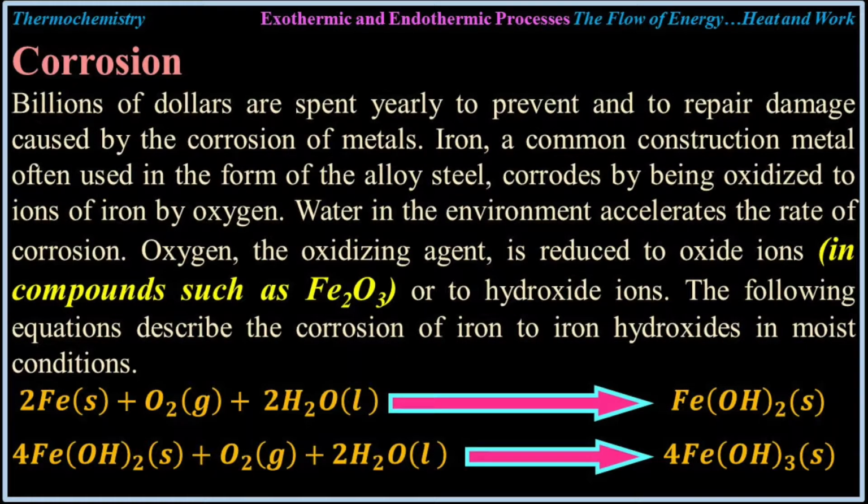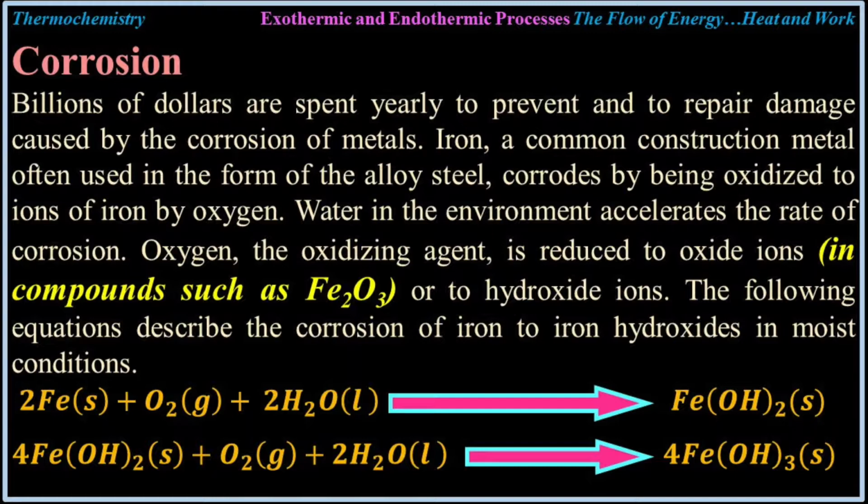Billions of dollars are spent yearly to prevent and to repair damage caused by the corrosion of metals. Iron, a common construction metal, often used in the form of the alloy steel, corrodes by being oxidized to ions of iron by oxygen. Water in the environment accelerates the rate of corrosion.